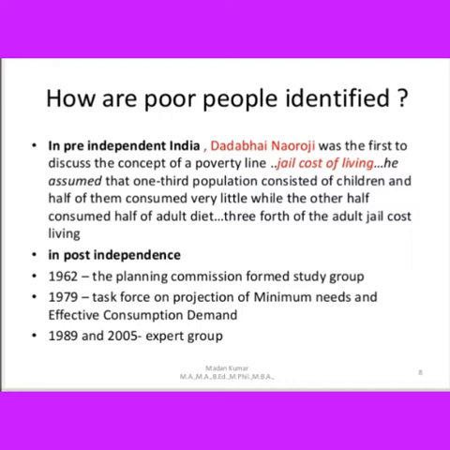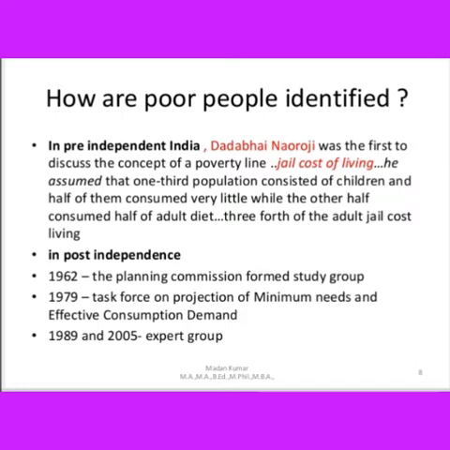Before independence, Dadabhai Naoroji was the first to discuss the concept of a poverty line in the form of a jail cost of living. He assumed that one third of the population consisted of children, and half of them consumed very little, while the other half consumed half of the adult diet, 3/4 of the adult jail cost of living.